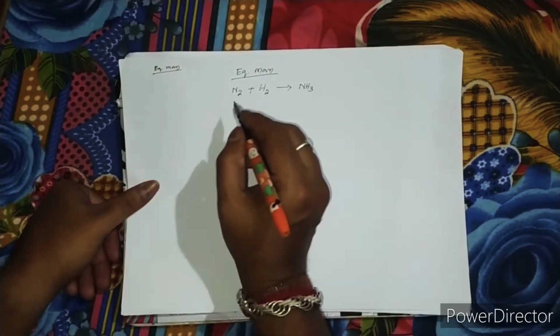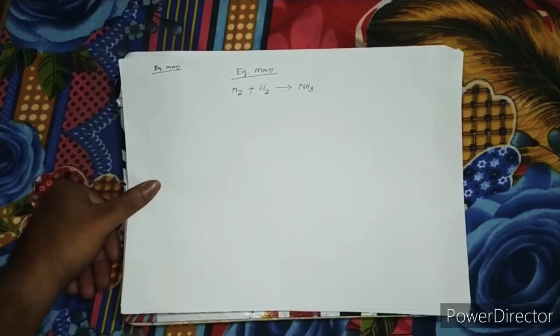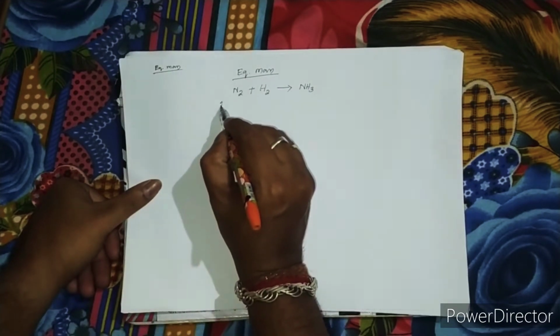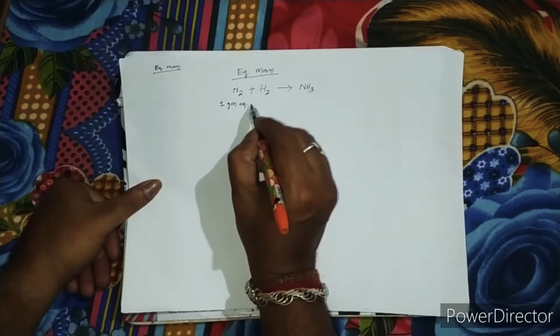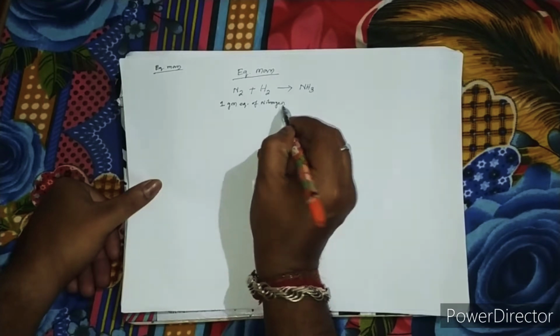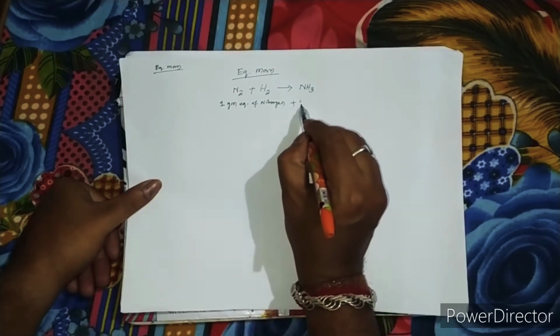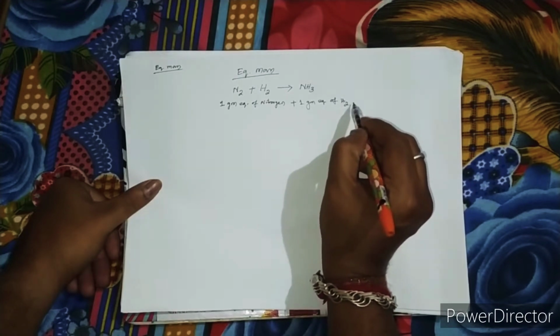So, to overcome this problem, the equivalent mass concept is introduced. That is, instead of balancing the equation, I can write here 1 gram equivalent of nitrogen combined with 1 gram equivalent of hydrogen.